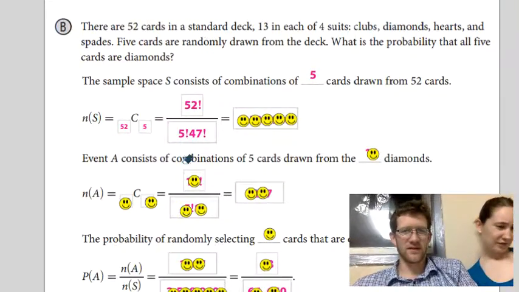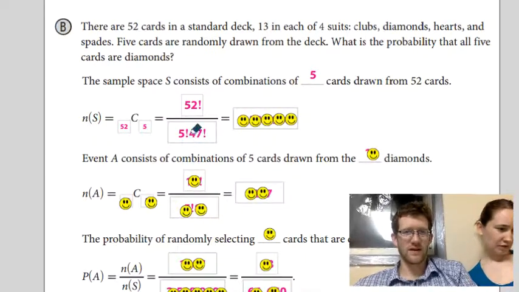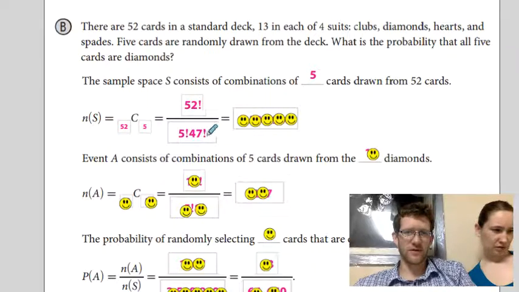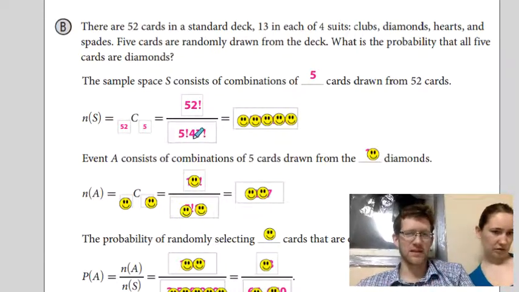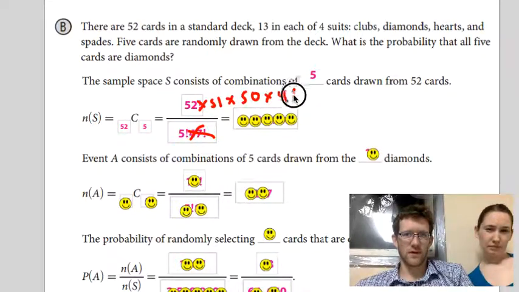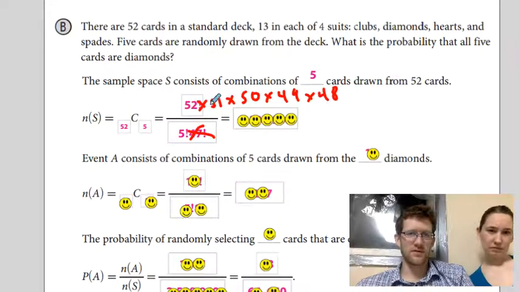52 factorial divided by 5 factorial divided by 47 factorial. And remember, what's cool about this is the 52 factorial and the 47 factorial kind of cancel each other out. We can cancel out the 47 factorial if we change the 52 factorial to 52 times 51 times 50 times 49 times 48, if that's easier for you to do.